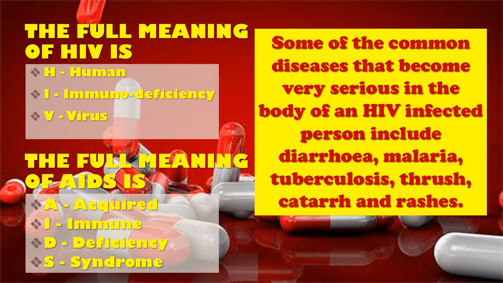Some of the common diseases that become very serious in the body of an HIV-infected person include malaria, tuberculosis, catarrh. These are some of the diseases when the person is already affected. Because the immune system has already been affected, a lot of illness will now start coming up. You hear the person is coughing, the person has tuberculosis, the person is having diarrhea, the person has malaria. Why? Because the immune system that is supposed to be fighting is already what? Weak.